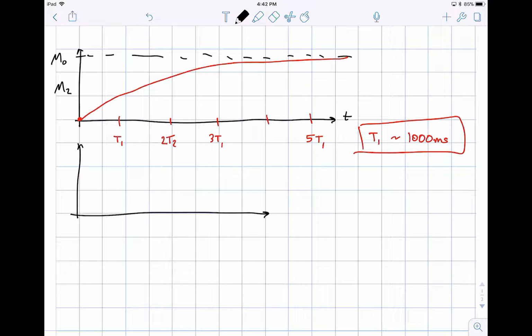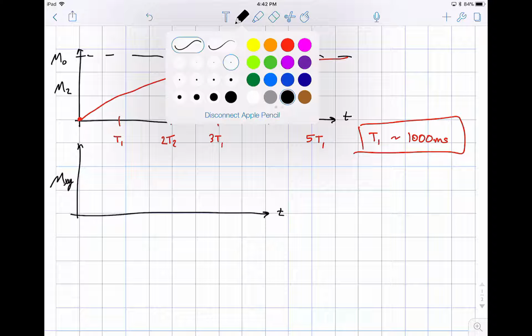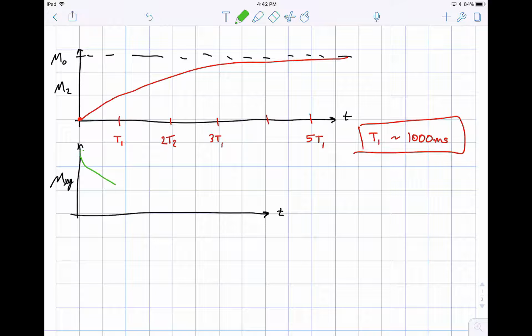I won't go through it maybe all the way, but the other consideration, of course, is what's happening to the MXY magnetization, right? And the MXY magnetization decays, right? Something like this. And again, it's going to decay more quickly, and so this is maybe, after 5 time constants, it's almost completely decayed.